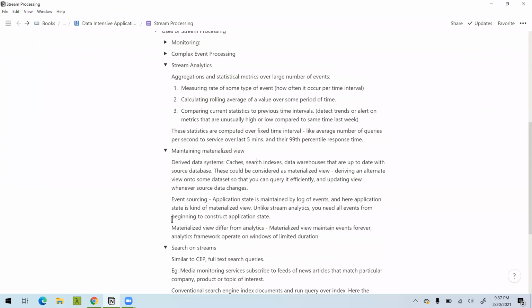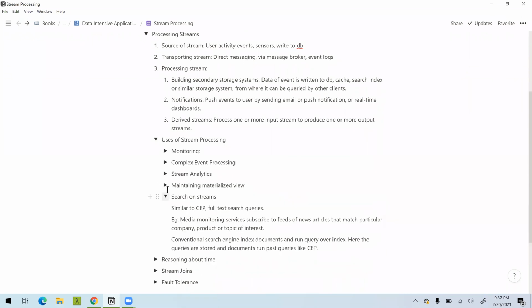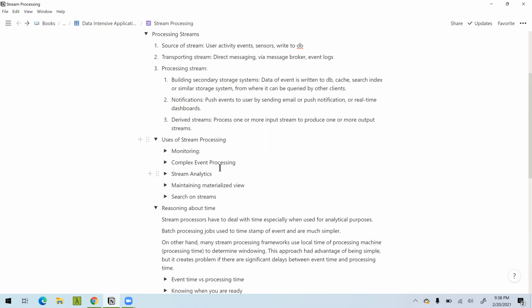So we have seen various uses of how stream processing is useful. Now, when we make use of stream processing, one of the issues that we will face is reasoning about time. So I will briefly go over how reasoning over time could be difficult in stream processing, what the various challenges are, and then how we can go about fixing those challenges.